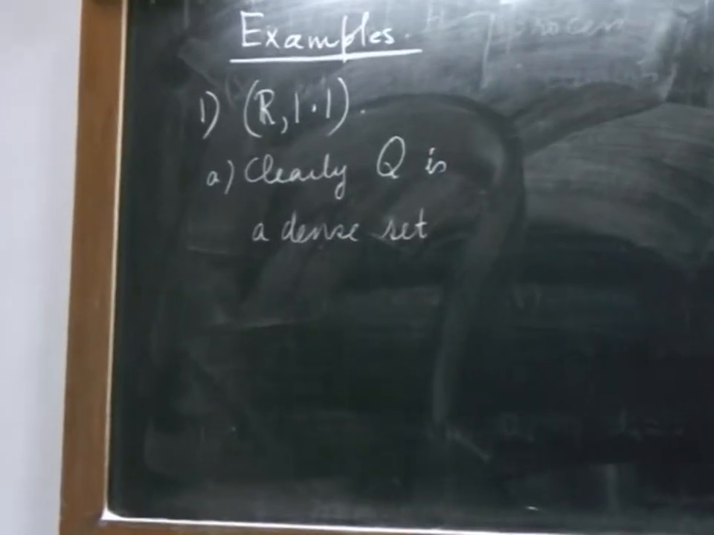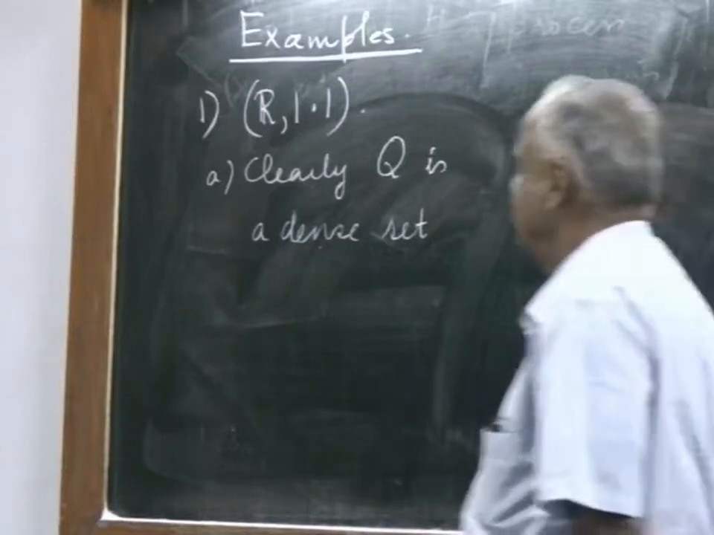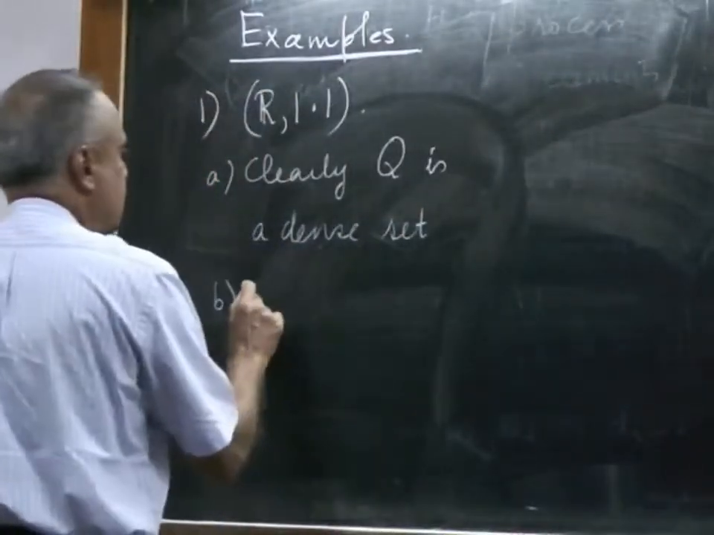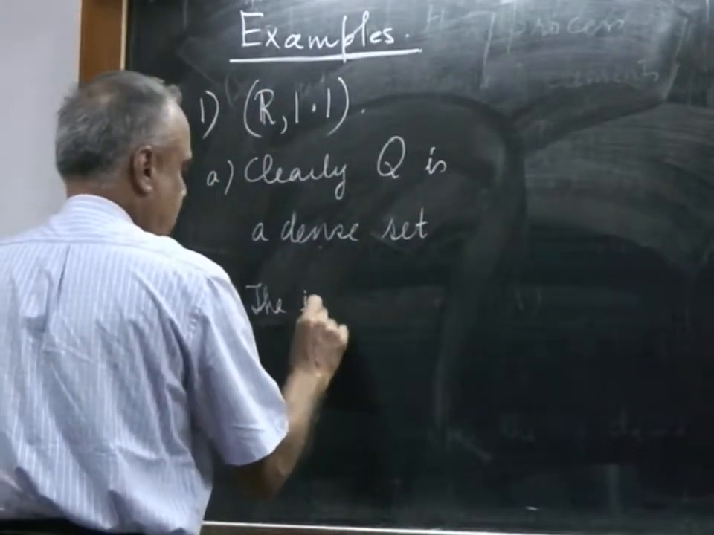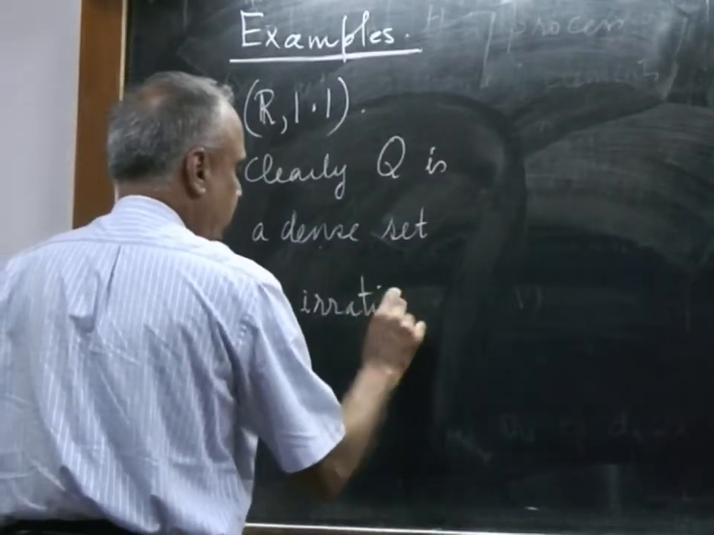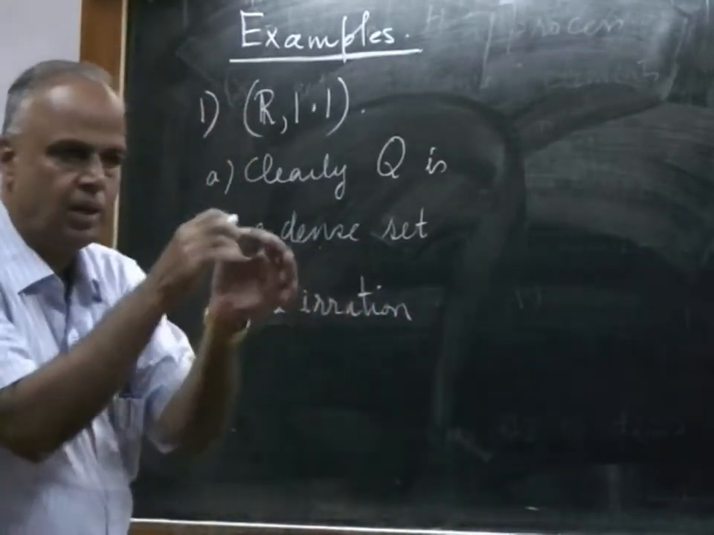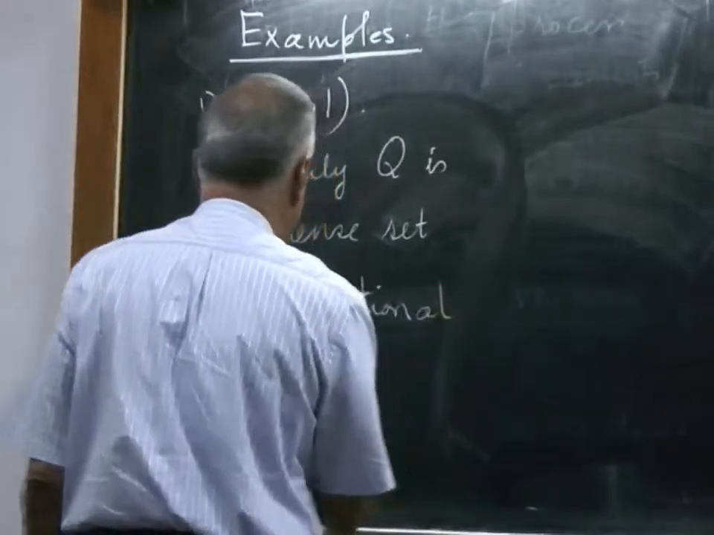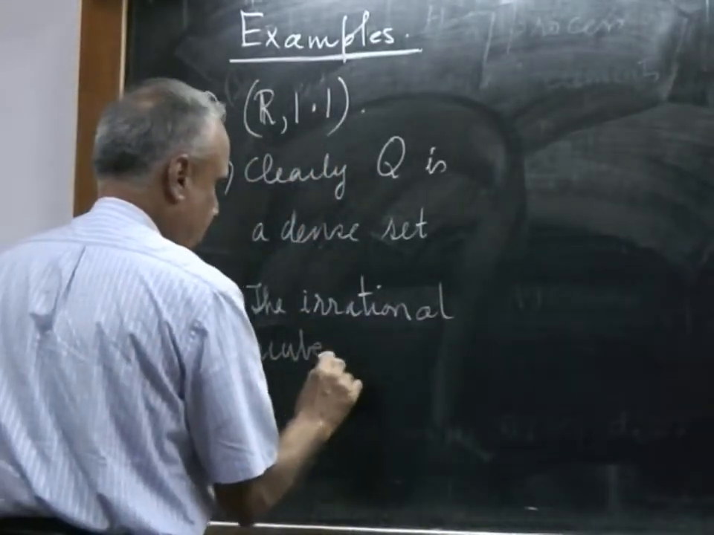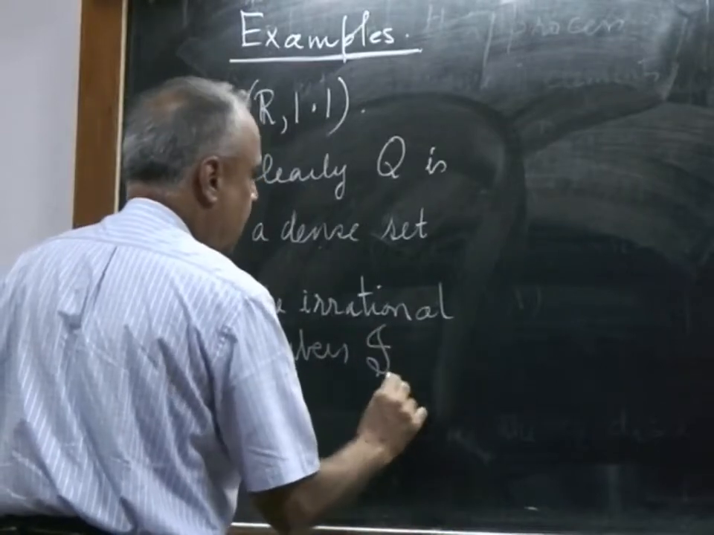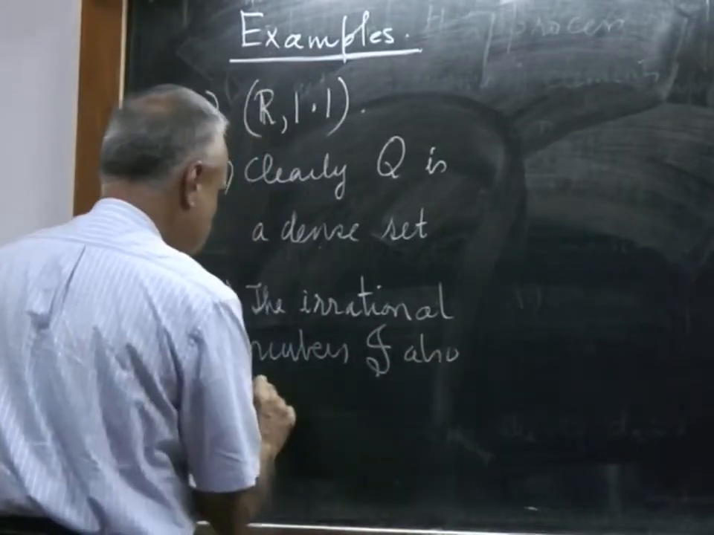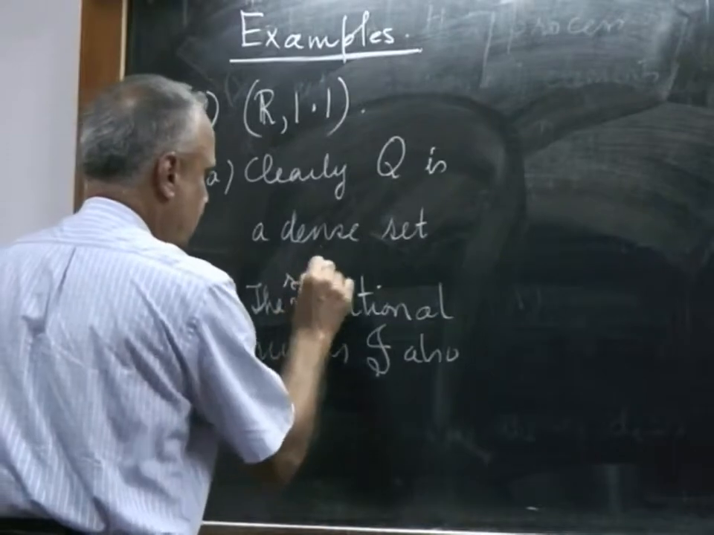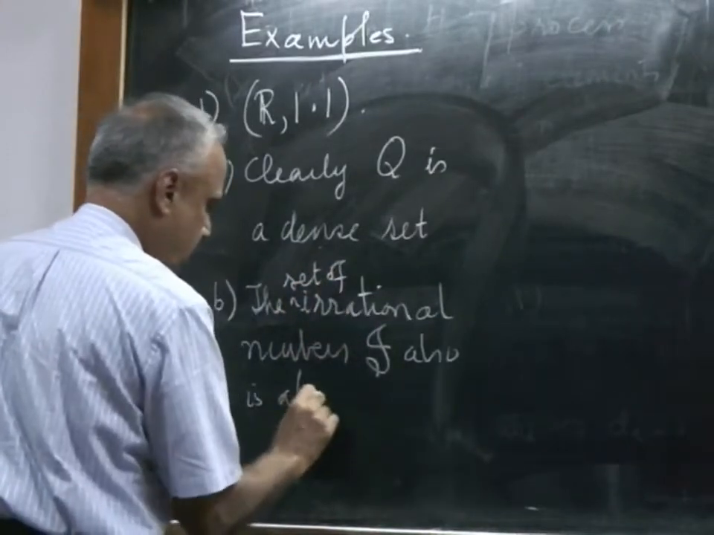And similarly, the irrational numbers, because between any interval there will be an irrational point. The irrational numbers, I will call it I, also is a dense set.